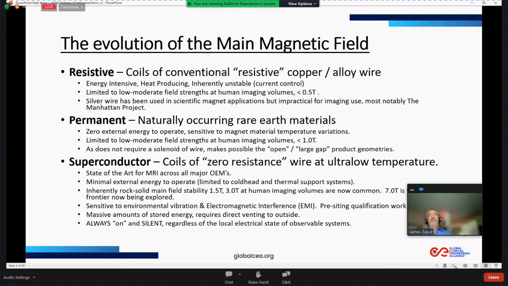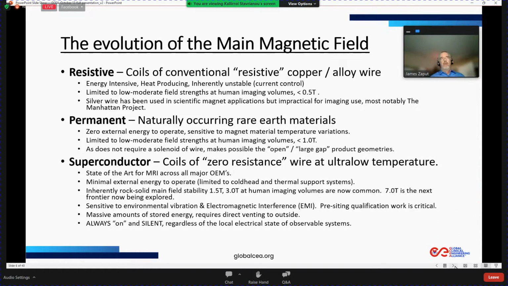So let's talk a little bit about the evolution of the main magnetic field. The original MRs were resistive magnets, meaning they were wound out of coils of conventional resistive copper wire or some copper alloy. These are energy intensive, they are heat producing, they are inherently unstable, right? Imagine trying to keep current control in a large resistive magnet as temperatures change during operation. This limits them to low to moderate field strength at human imaging volumes, typically less than a half a Tesla. Silver wire has been used in scientific magnet applications because of its much lower resistance, but it's not practical for imaging use.